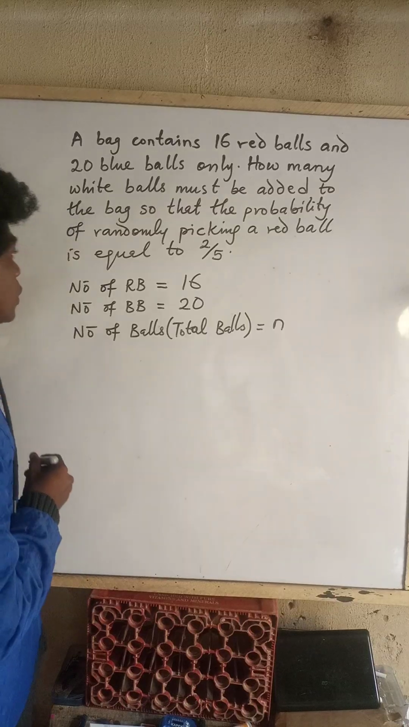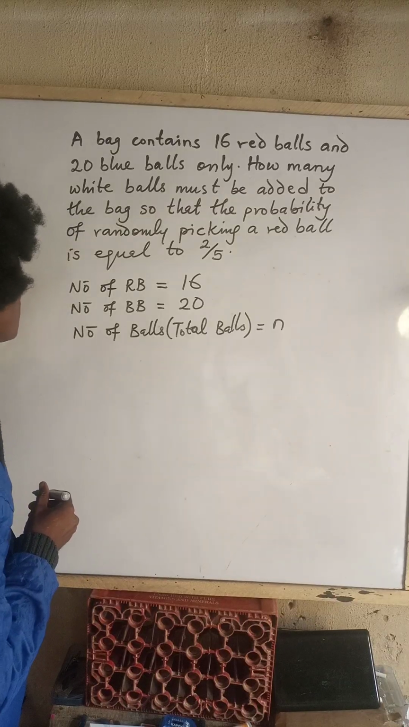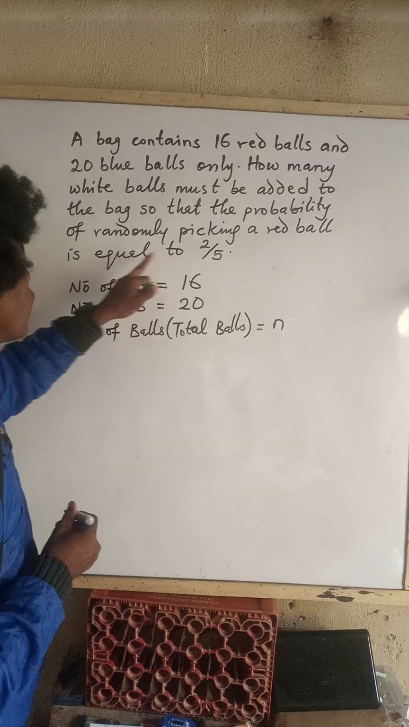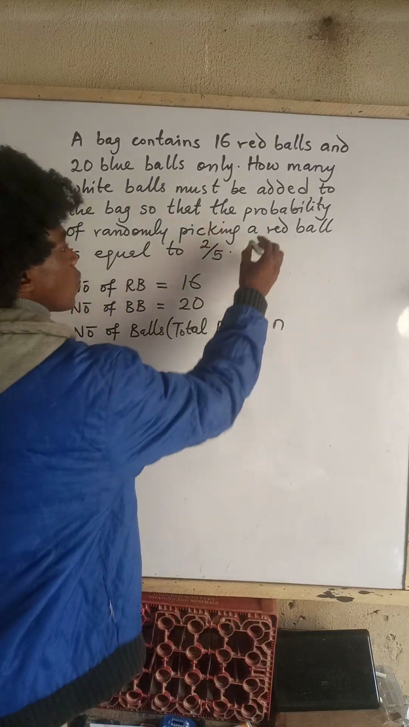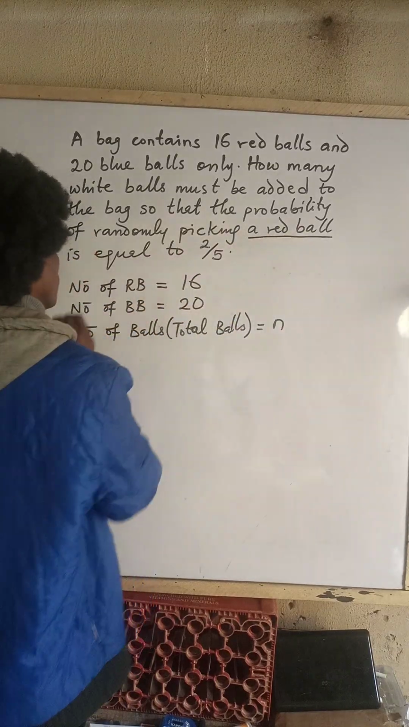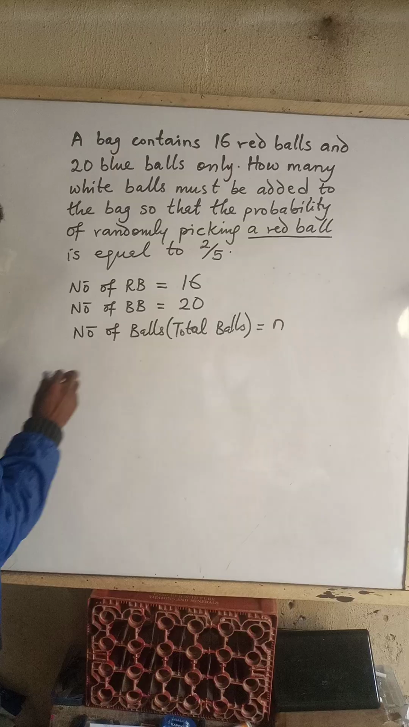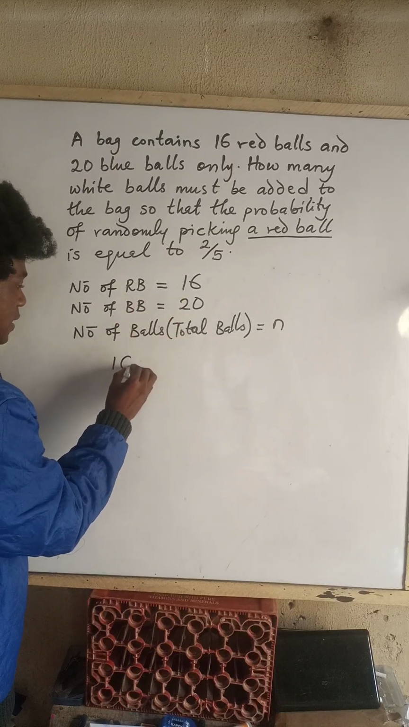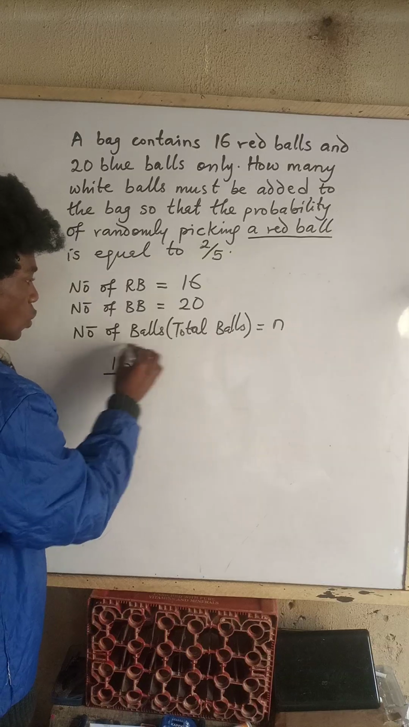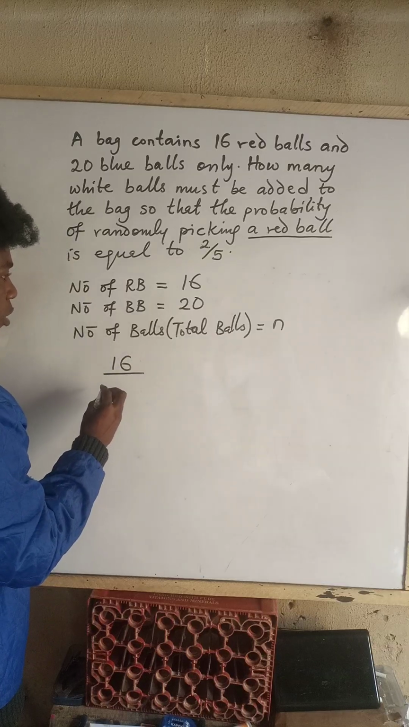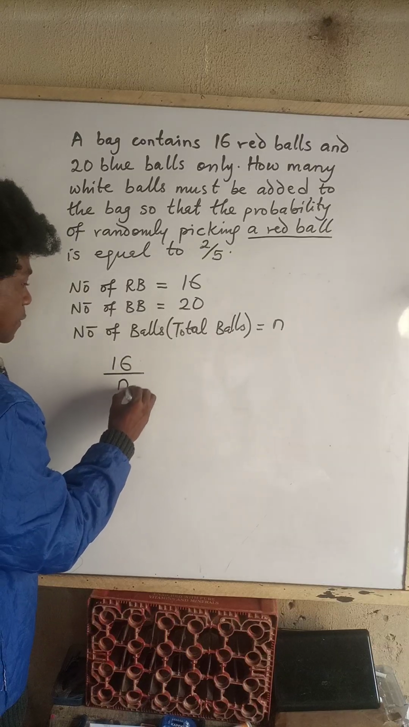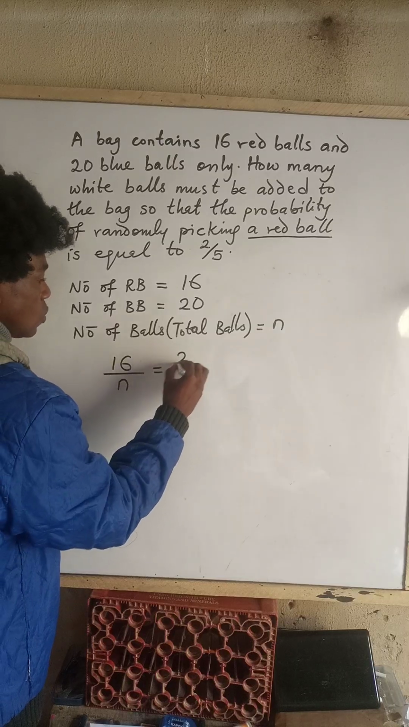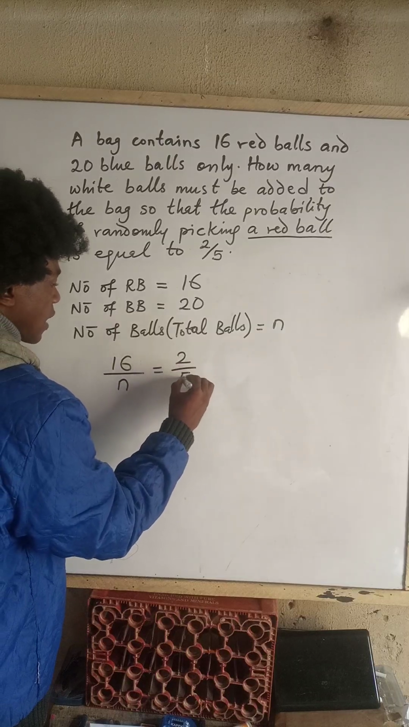So what I will do now is this. When you look at this, they centered on the probability of picking what? A red ball. So the number of red balls is 16. I will target 16 over the total number of balls in the bag, which is n, is equal to 2 over 5.